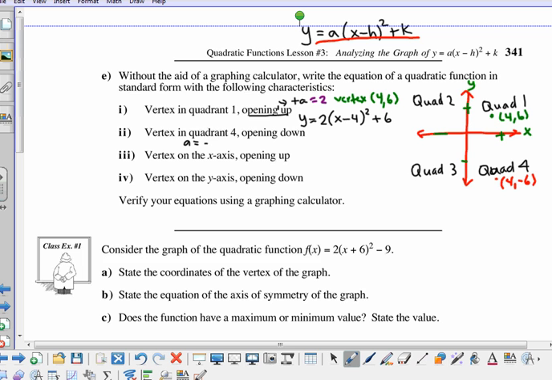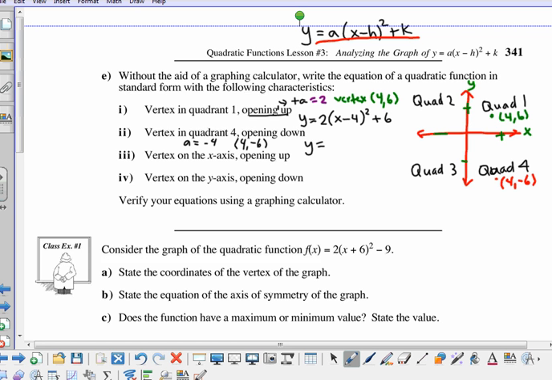Negative 16, negative 4, it doesn't matter. And we said we have to use 4 and negative 6 to be in quadrant 4. So let's make the equation. Give it a shot. Put it into that form. Practice plugging it in.